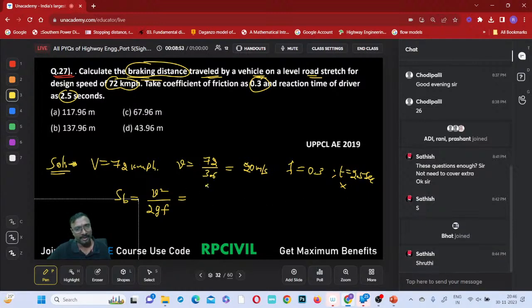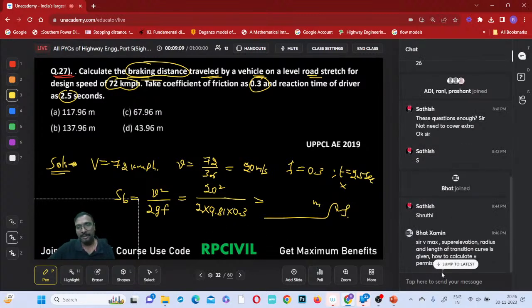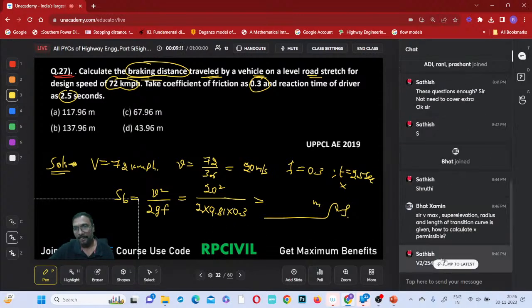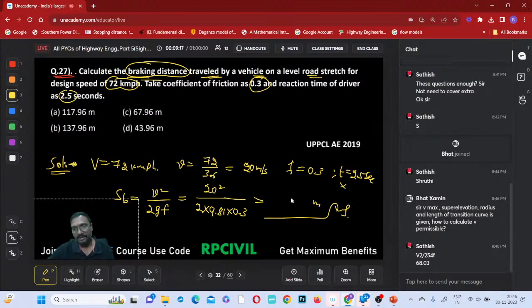Directly we have to use this formula, right? 20 square divided by 2 into 9.81 into, right, what is the f? You can say 0.3 you are getting, right? How much does it come to be? How many meters are you getting, everyone? Somebody calculate and tell me. What is that? 68.03. Okay, whatever it is.